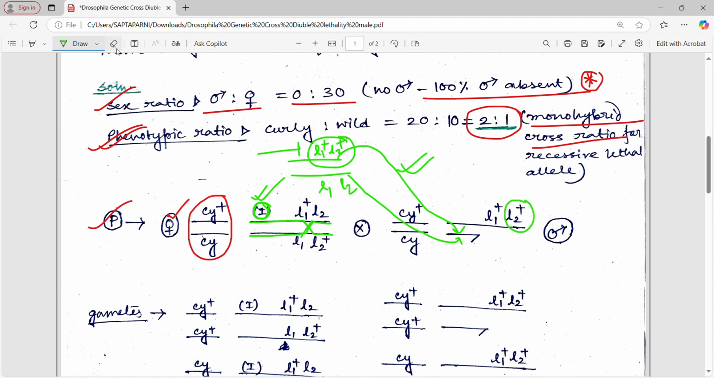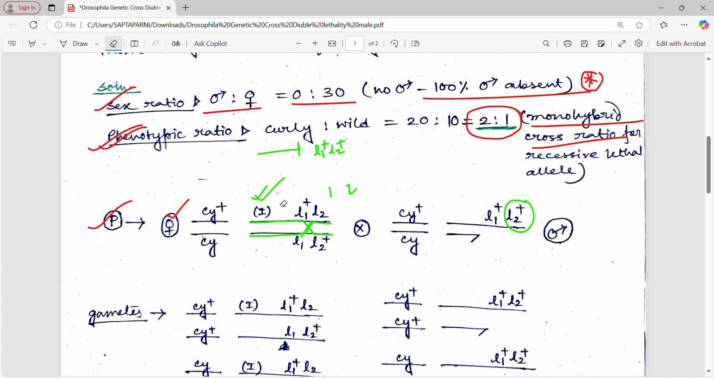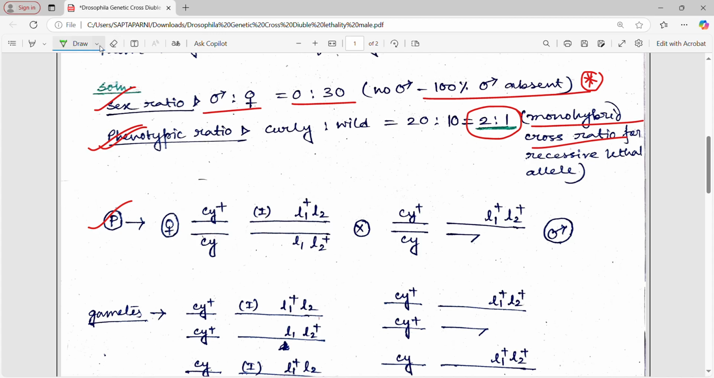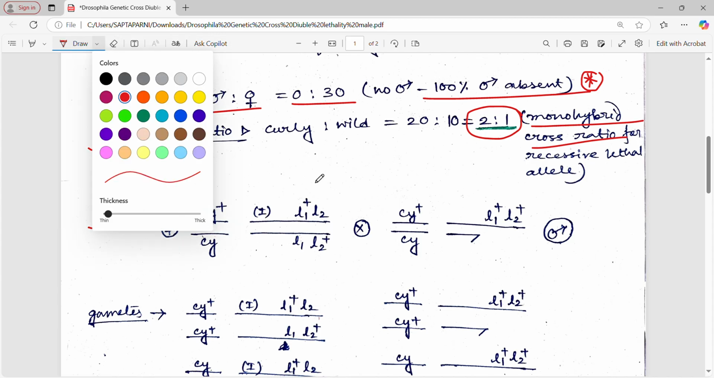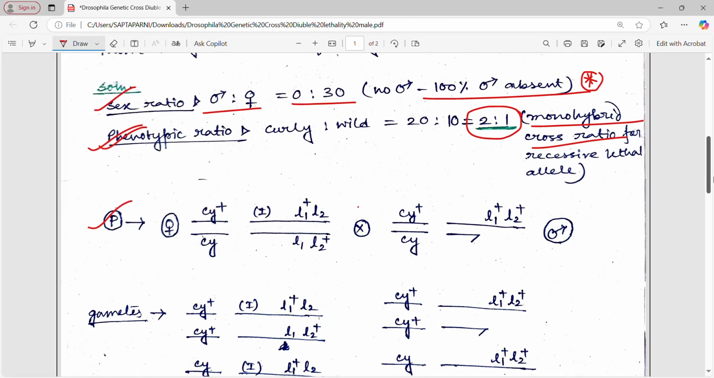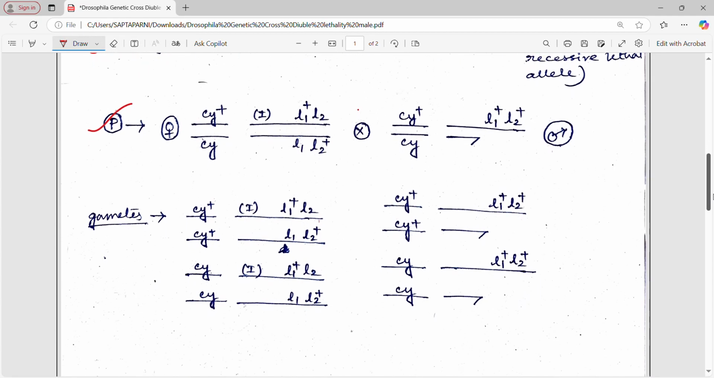So I think now it is clear why we have taken this type of cross for the father and mother in the parental generation. If you have any doubts, you can comment below in the comment section. So now let's dig deeper.